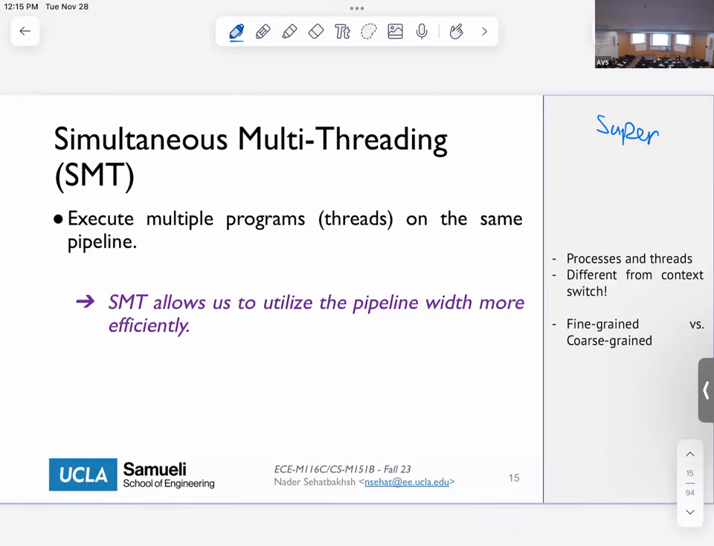But the main advantage of this format is that now I have the opportunity of utilizing all of my resources at the same time, okay? This is what we call simultaneous multithreading, or SMT.